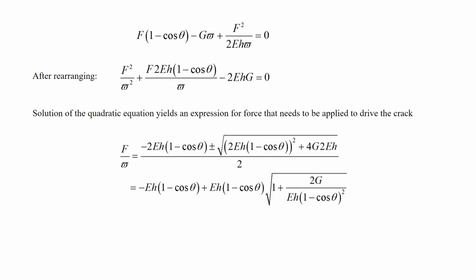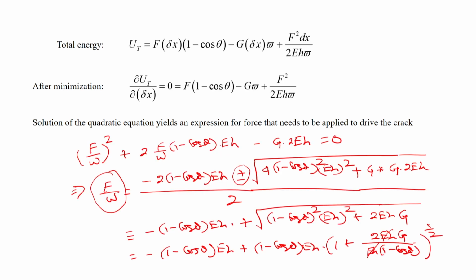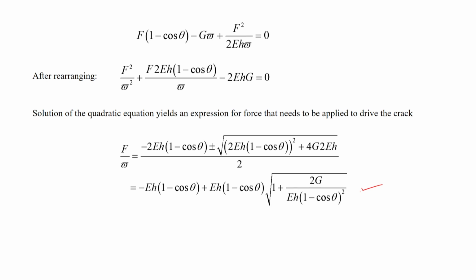So, this is what I have. Now I have 1 minus cos theta whole square. I have to write the whole square, I should not miss it. Sorry about that, this is EH whole square here. When this EH goes, EH into 1 minus cos theta whole square remains over here. So, that is what I have here.